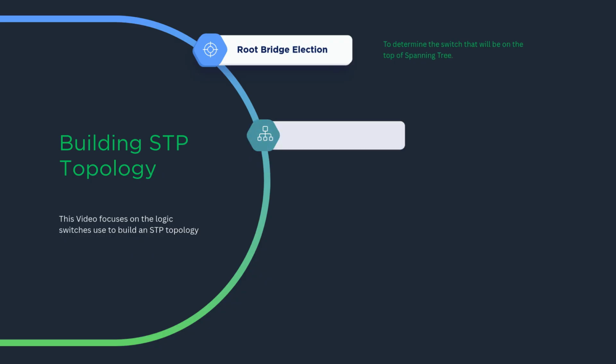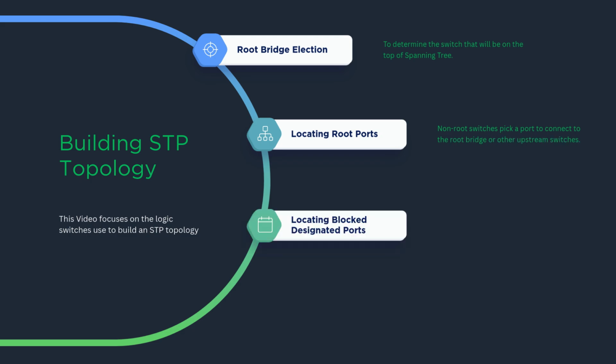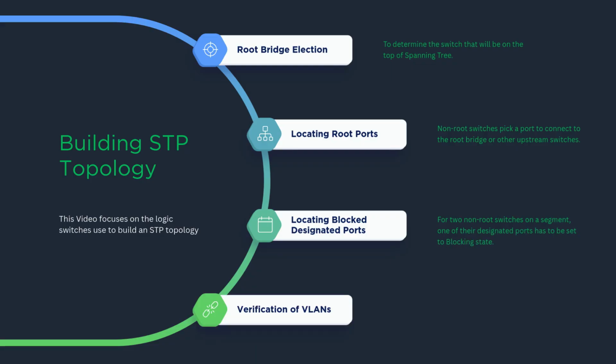Second, we have locating root ports, where non-root switches pick their best path to the root bridge. Third, locating blocked designated ports. This is where we prevent loops by blocking redundant connections. And finally, verification of VLANs, where we confirm our STP configuration using show commands. Let's break down each of these steps in detail.